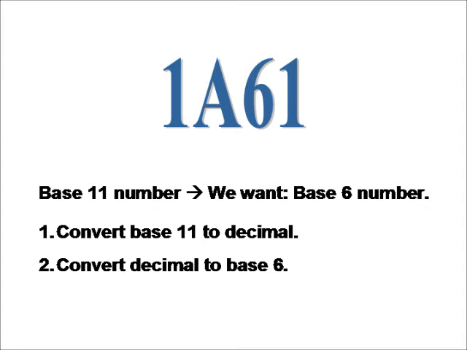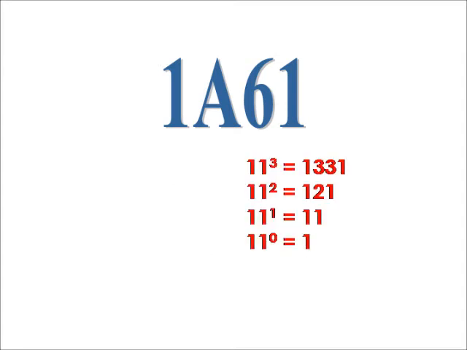So the first thing we are going to do is do our first step. So let's go ahead and do our place values here. We have 4 digits in this number, so we will have 4 places like this. 11 cubed is 1,331, 11 squared is 121, 11 to the first is 11, and 11 to the 0 is 1.